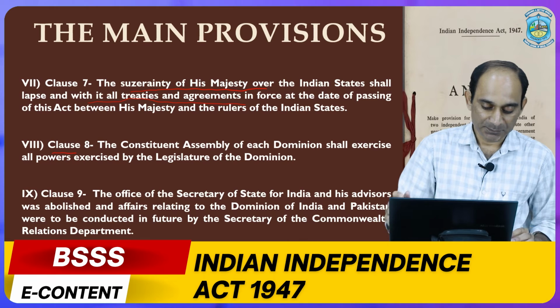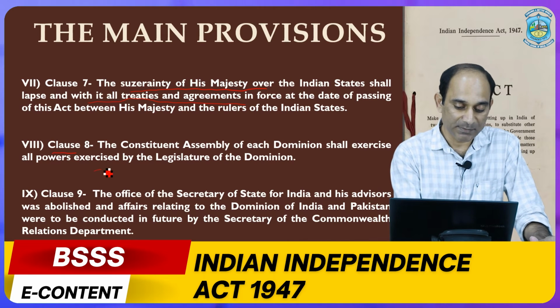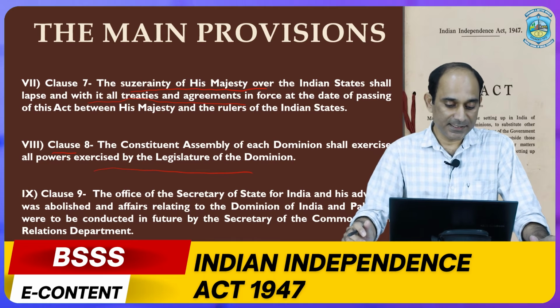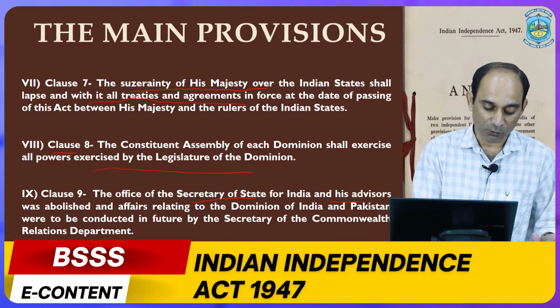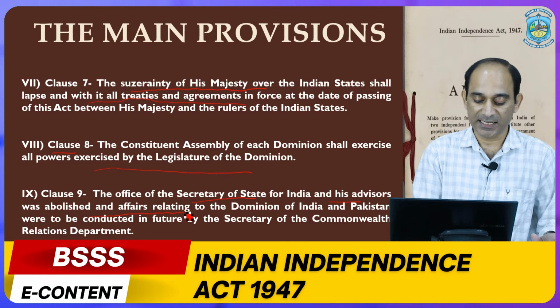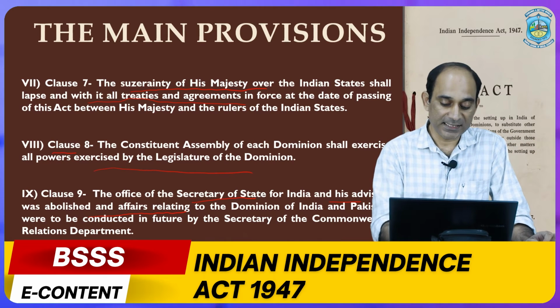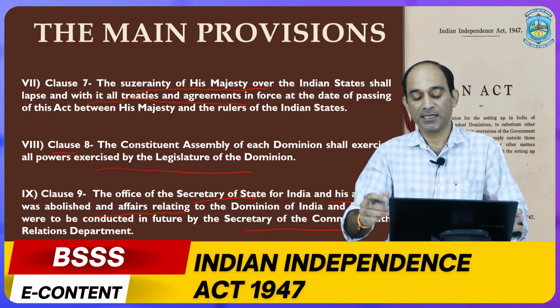Clause 8 says the Constituent Assembly of each dominion shall exercise all powers exercised by the legislature of the dominion. Clause 9 said the office of the Secretary of State for India and his advisors was abolished, and affairs relating to the dominions of India and Pakistan were to be conducted in future by the Secretary of the Commonwealth Relations Department, which existed till date.